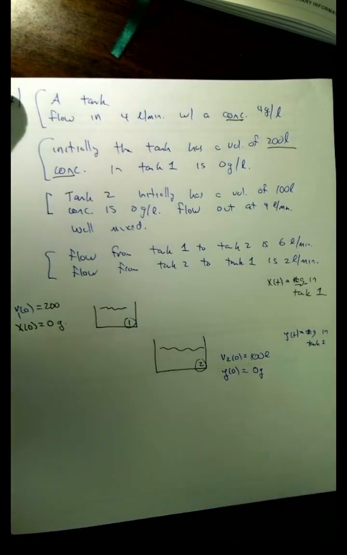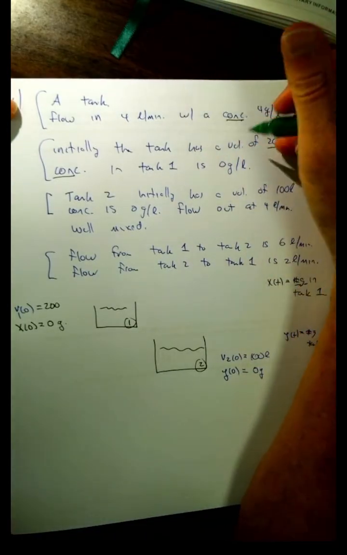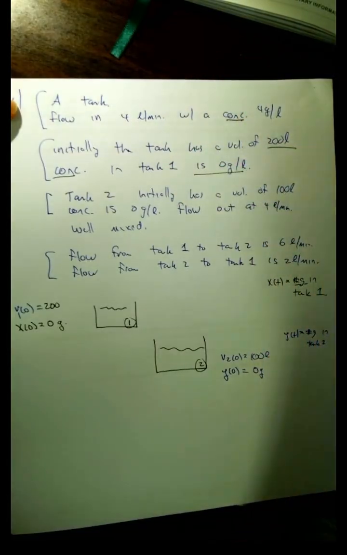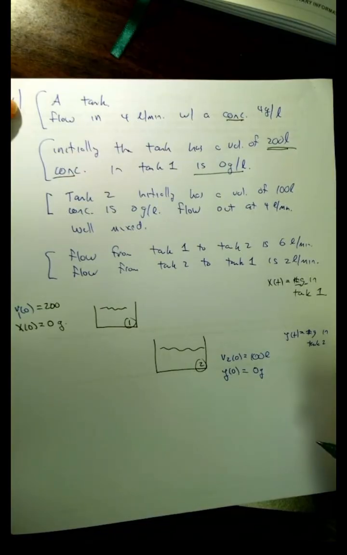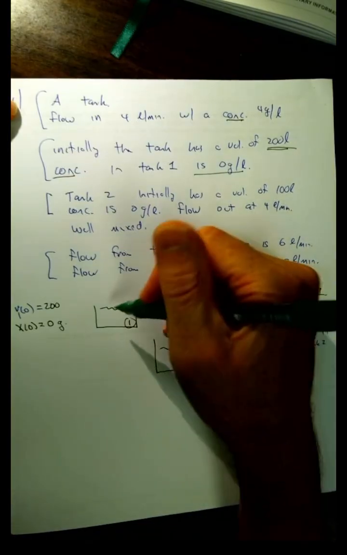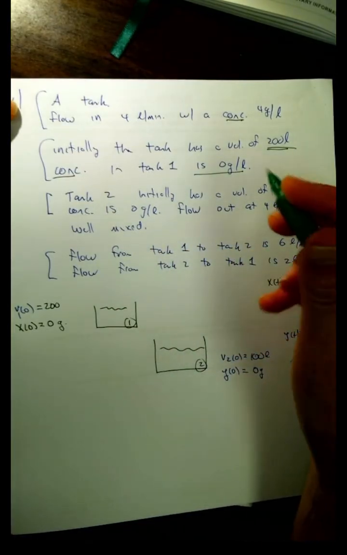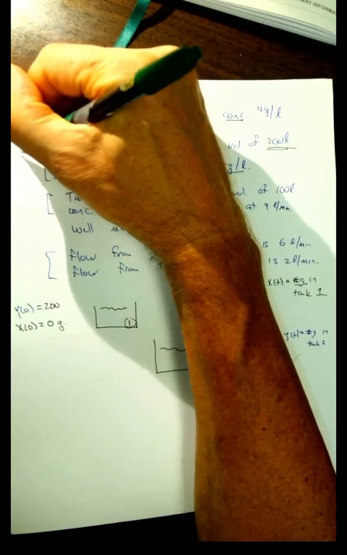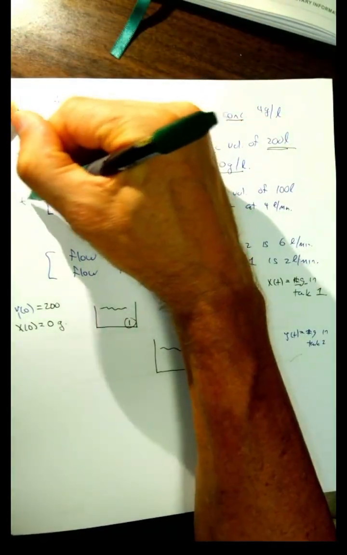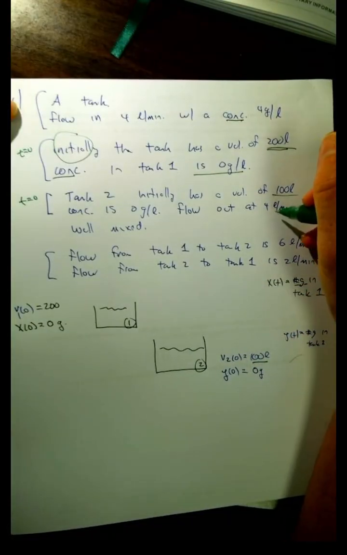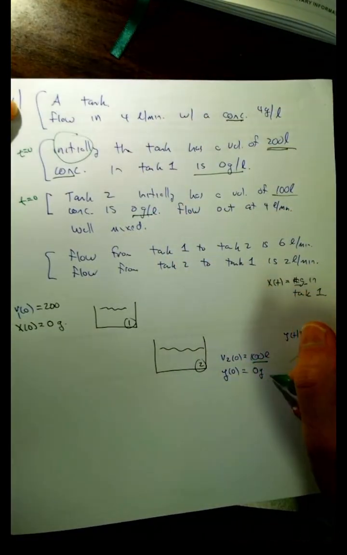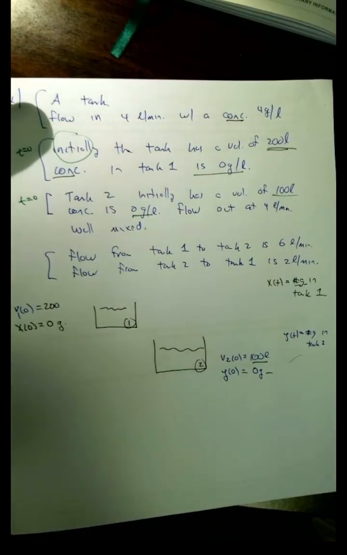Let me be careful here. What information have I used? I've used this to get the initial amount of mass in tank 1. I've used this to get the amount of fluid in tank 1 initially. This is at t equals 0. This is also at t equals 0. So I've used that piece of information, and I've used that piece of information to say there's 0 grams in the tank.